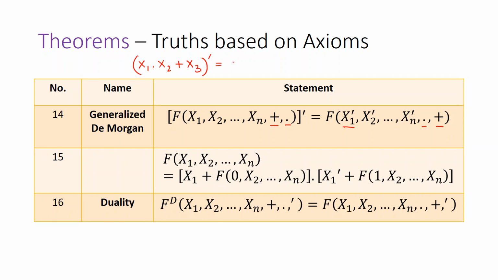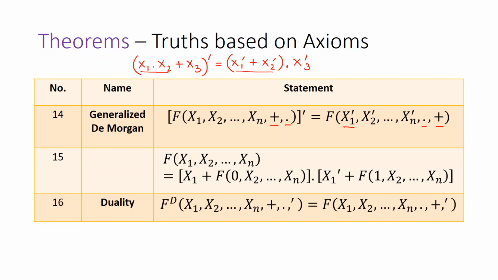So what will happen here? We will have x1 complement or x2 complement, and this would come together because these were together to begin with. So in the result also these will come together. So the bracket will come. Unless you give the bracket, your result will be wrong. Please remember this. And then AND x3 complement. This is the result of generalized De Morgan.